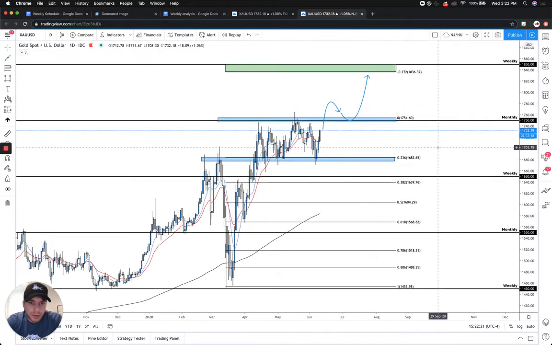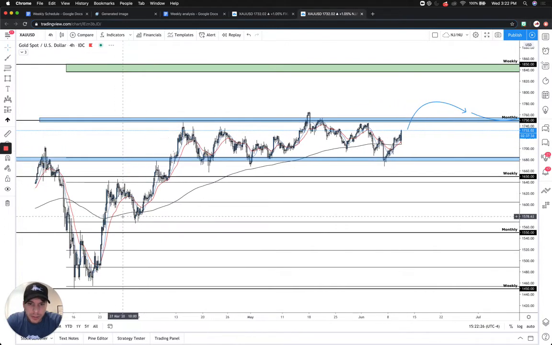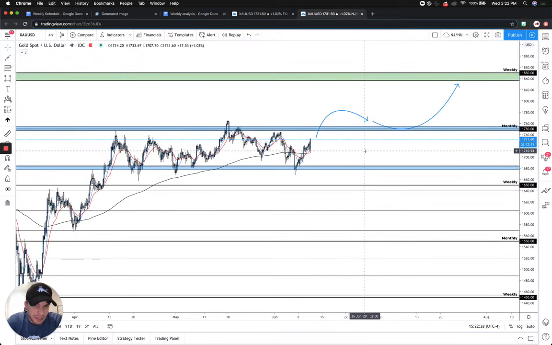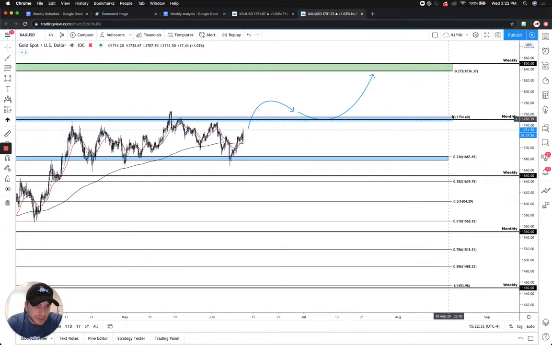So what we're going to do now is drop time frames and kind of get a better idea of what's going on. What this consolidation's doing. Are we going to see a major play to the upside? I do want to bring these fibs in, actually.